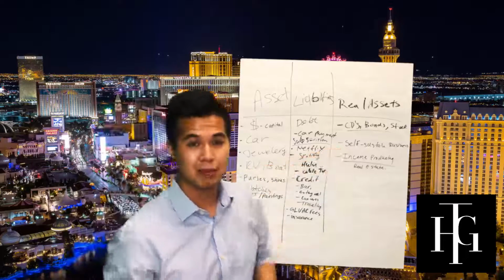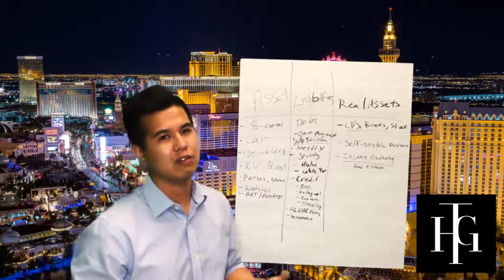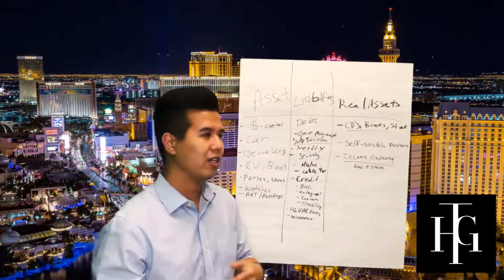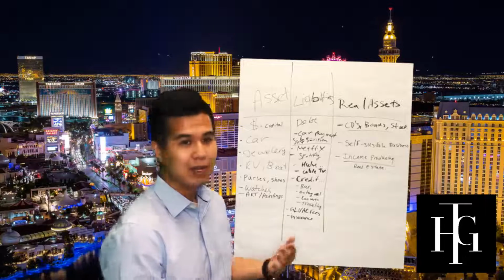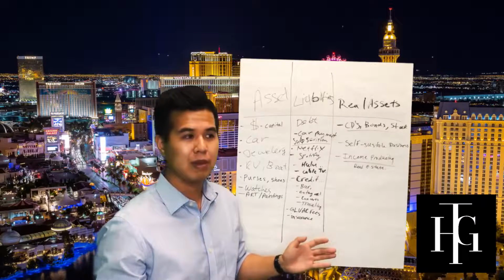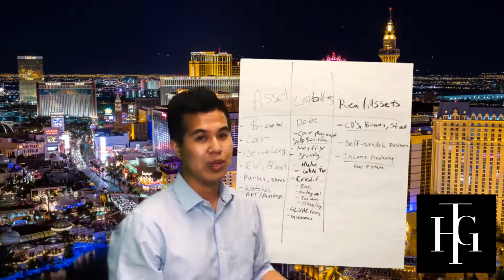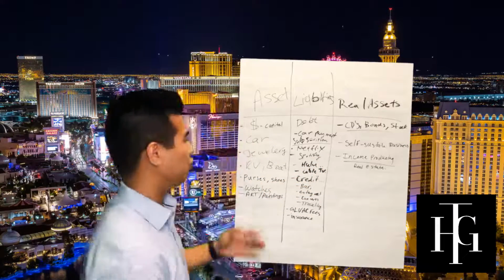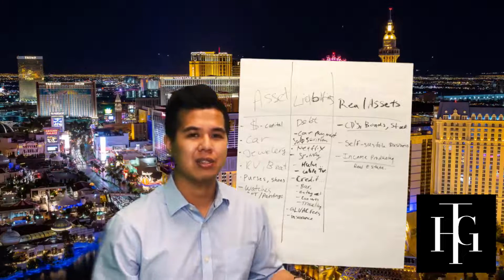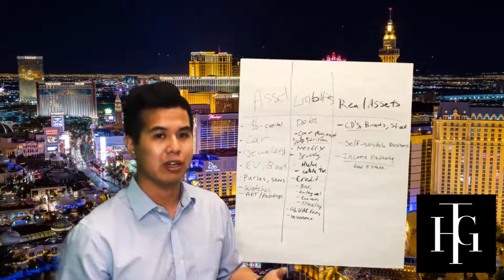Or if you have a self-sustaining business, such as a car wash or a restaurant that you have managers for and it's just a well-oiled machine, that's going to be making money for you in your sleep. You don't have to worry about it. Next is income producing real estate. That's way, way different than just regular real estate, and I'll go into the details a little bit more later.